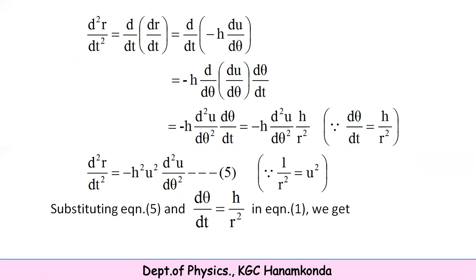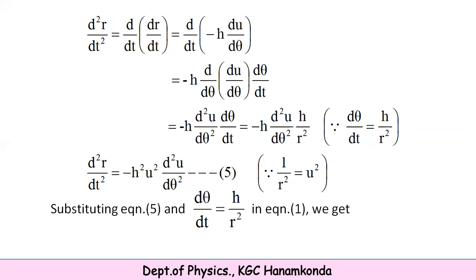Again adopting the similar procedure, as in the case of equation 4, multiplying with d theta and dividing with d theta and substituting d theta by dt equals h by r square, we got d square r by dt square equal to minus h square u square into d square u by d theta square. Say this is equation 5. We got two values: from equation 2, d theta by dt equals h by r square, and from equation 5, d square r by dt square equals minus h square u square into d square u by d theta square.